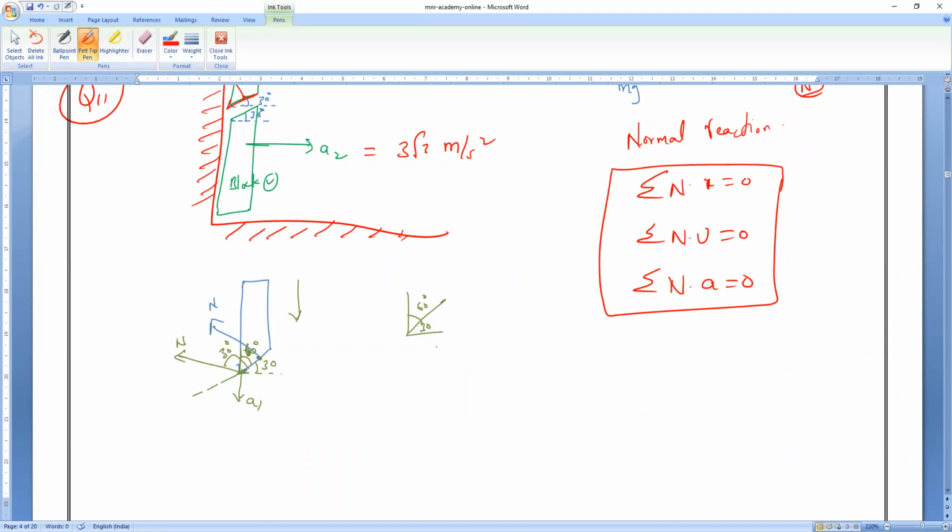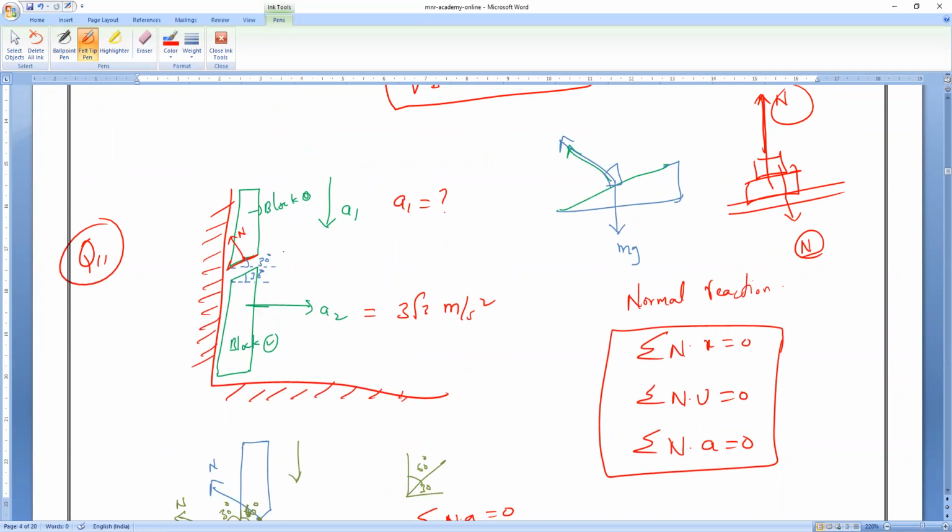So what is the formula we have to use? Summation of N into a is equal to 0. Understand the FBD diagrams very carefully. Now second body, how does the normal force act? If the second body experiences the first body's normal reaction like this, then the first body experiences a normal reaction in the opposite direction. Same, perpendicular. Am I right or wrong? Yes, sir.